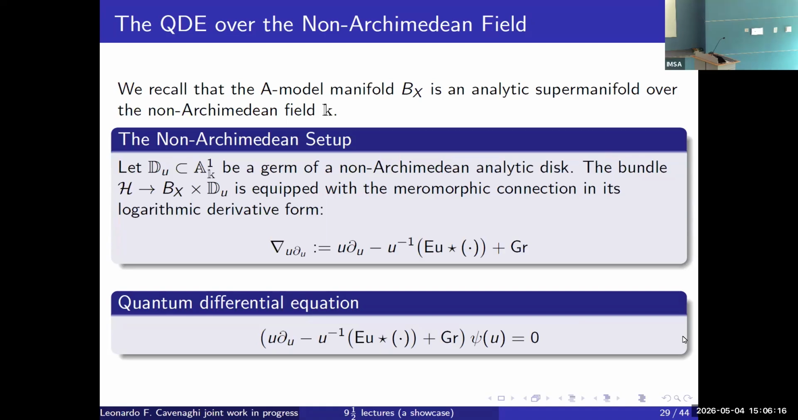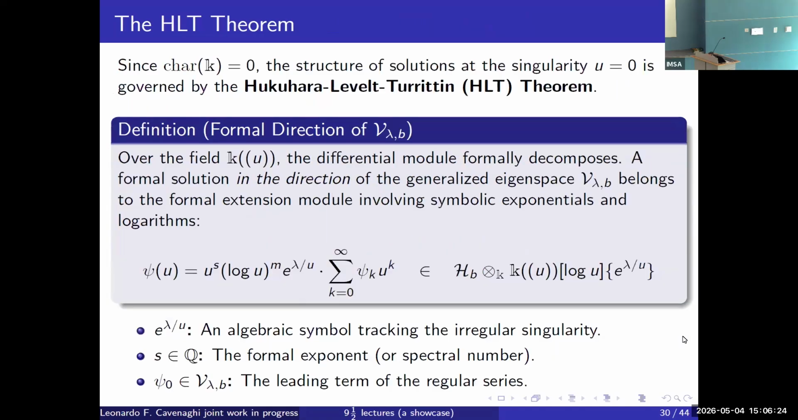Now we just choose this connection on this u direction, and have the quantum differential equation that you are looking for solutions to. Because you have your parameter space, your operator quantum differential equation varies with the points on your moduli space.